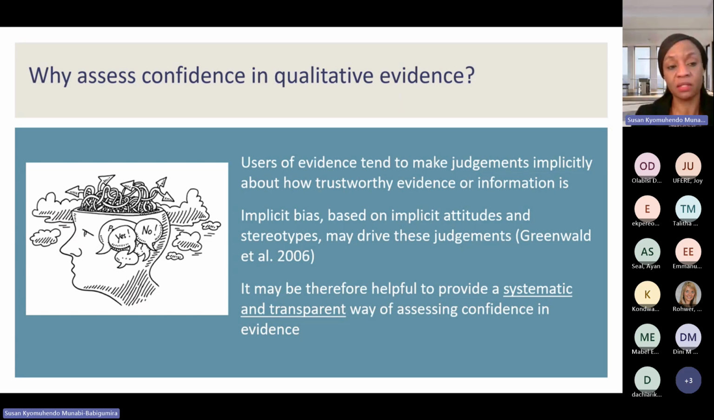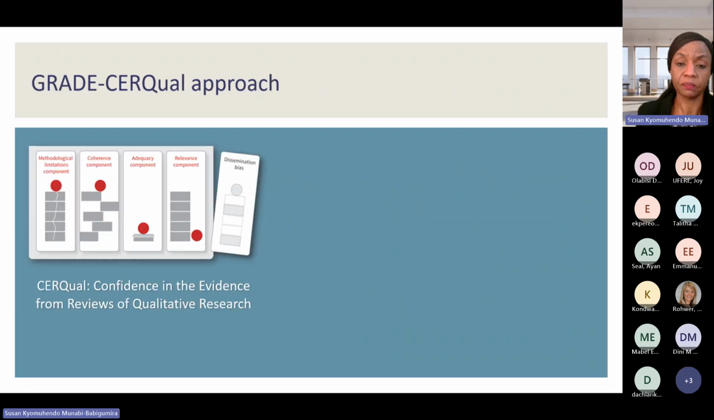And to get us started, I'll seek to answer this question: why assess confidence in qualitative evidence? Users of evidence, and they may be anybody, tend to make judgments about how trustworthy evidence or information is. And we all, based on our attitudes and stereotypes, have implicit biases that may drive these judgments when looking at evidence. It is therefore helpful to have a systematic and transparent way to assess confidence in evidence, particularly in guideline processes where decisions made can impact many people.